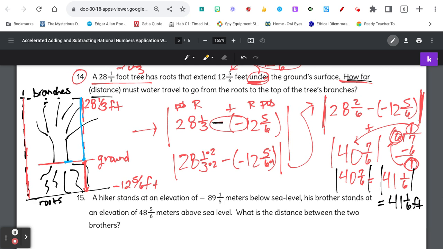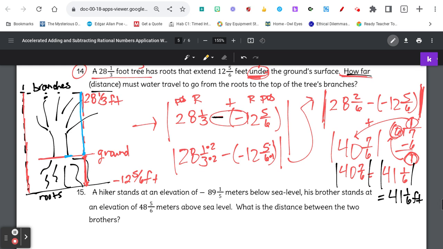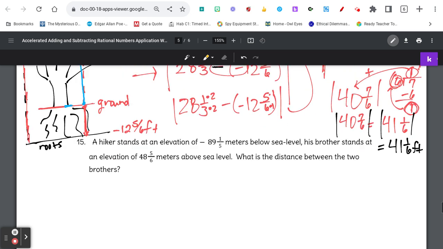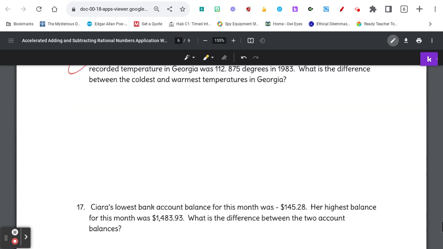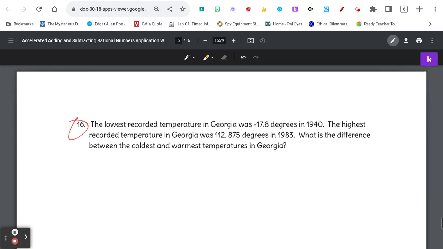Now, if you would have used the other expression, it just would have been negative 41 and 1/6. But the absolute value of it is still positive 41 and 1/6. And that is all you do. Okay, let's go down and look at one more.